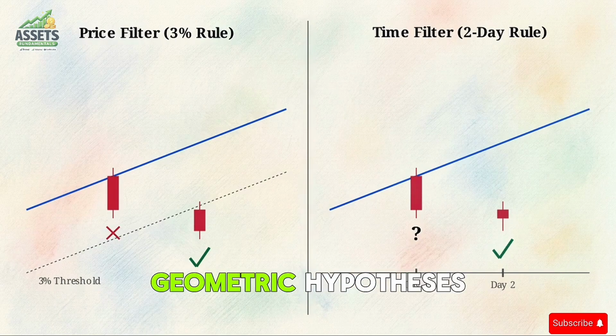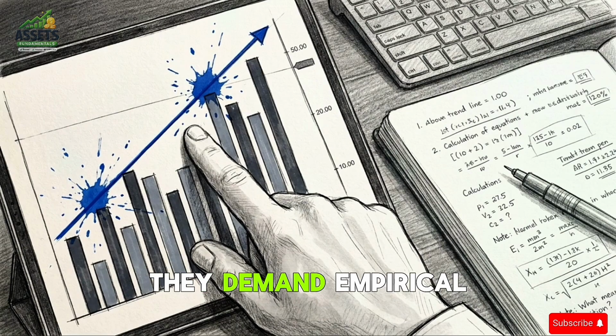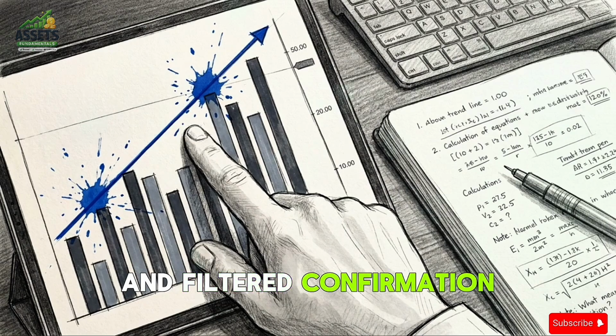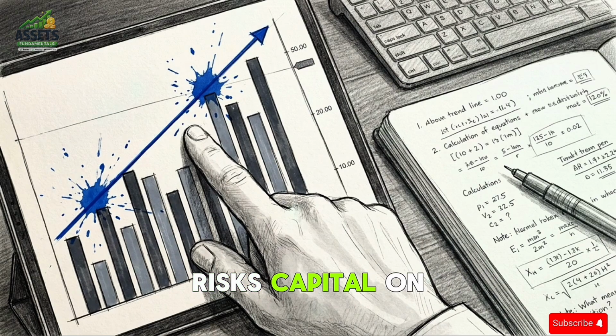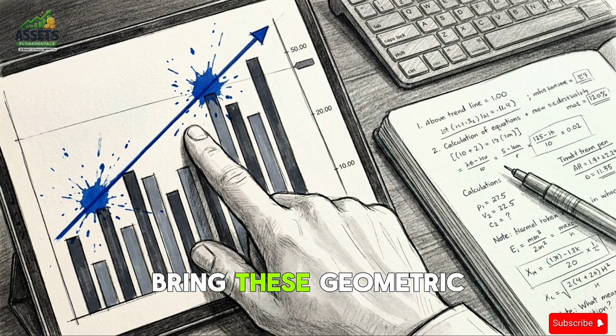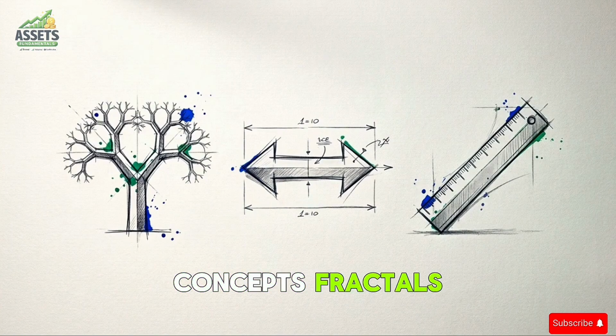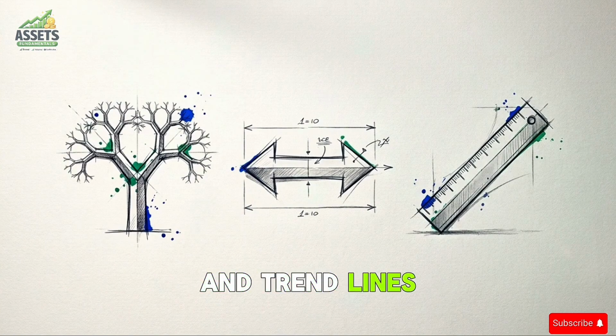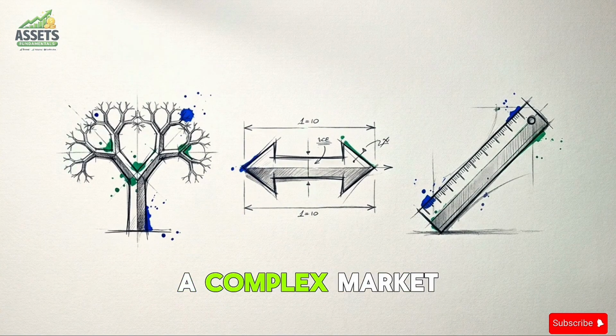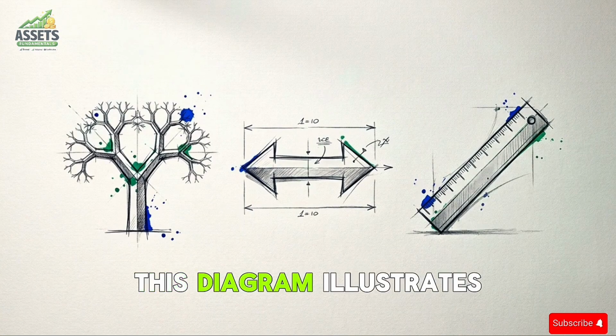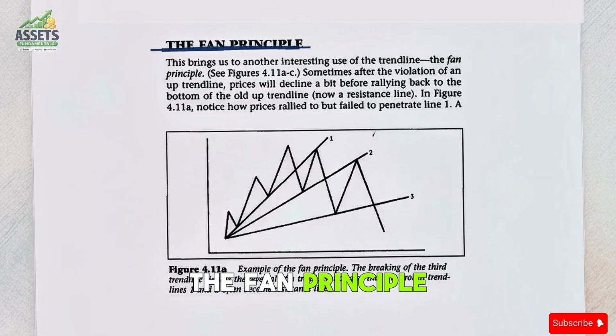Trend lines are geometric hypotheses. They demand empirical testing and filtered confirmation before a trader risks capital on them. We can now bring these geometric concepts, fractals, role reversal, and trend lines together to analyze a complex market reversal. This diagram illustrates the fan principle. It is the visual footprint of a dying trend.